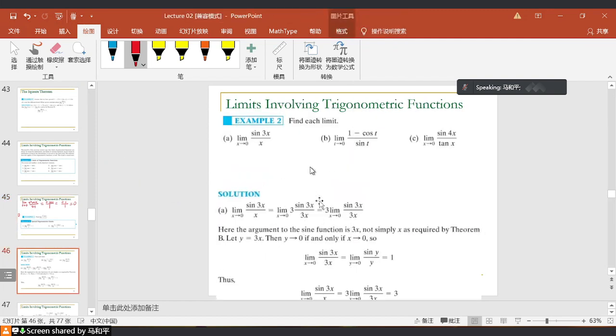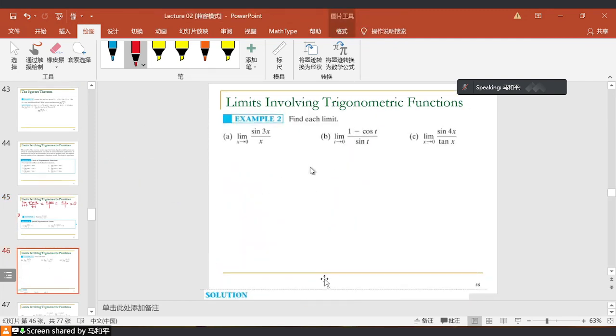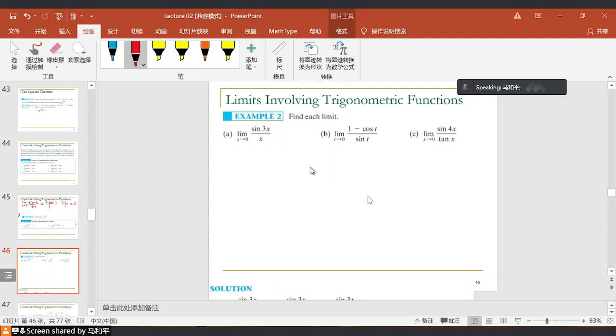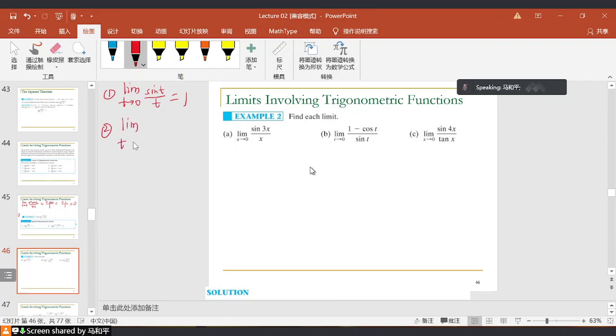Okay, and also we will use these two important limits. We will apply these limits to solve A, B, C. The two important limits: the first one is this one right here, to remind you, and the second one is this one.